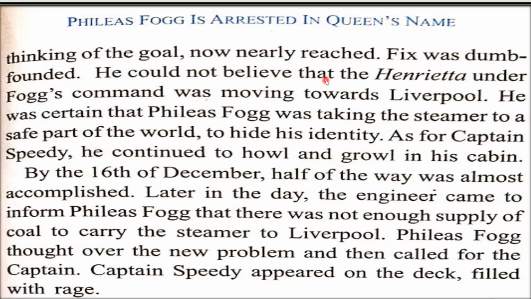Now nearly reached, Fix was dumbfounded. He could not believe that the Henrietta under Fogg's command was moving towards Liverpool. He was certain that Phileas Fogg was taking the steamer to a safe part of the world to hide his identity. As for Captain Speedy, he continued to howl and growl in his cabin, but by the 16th of December, half of the way was almost accomplished.